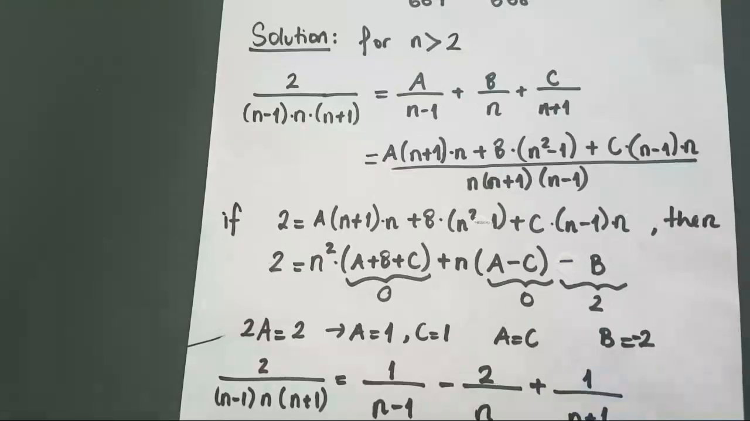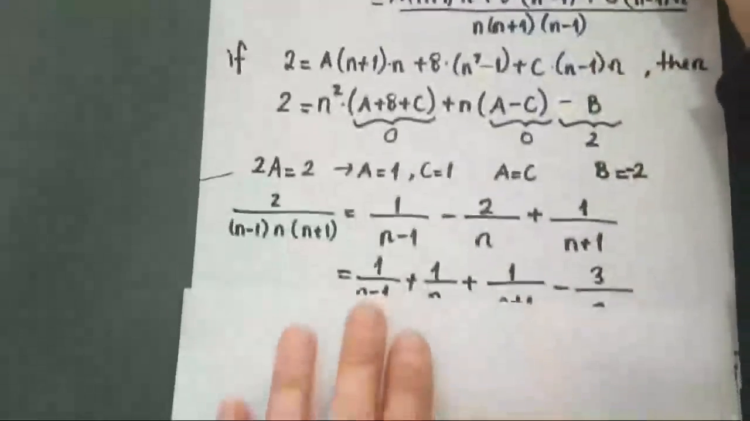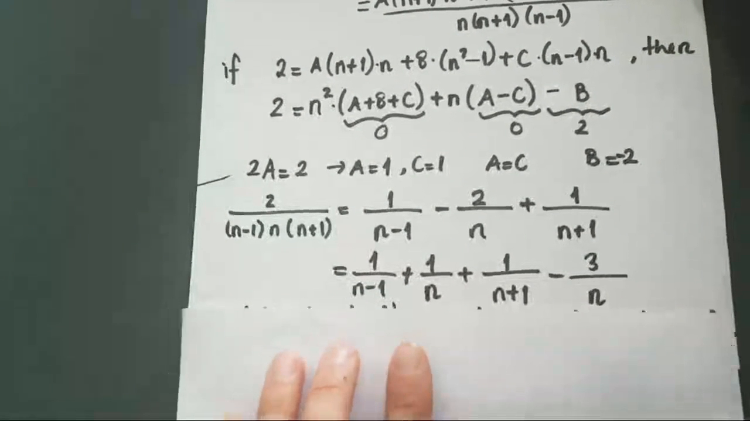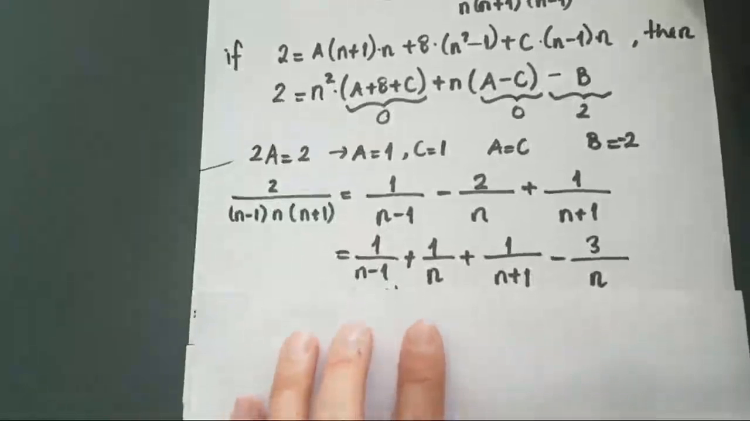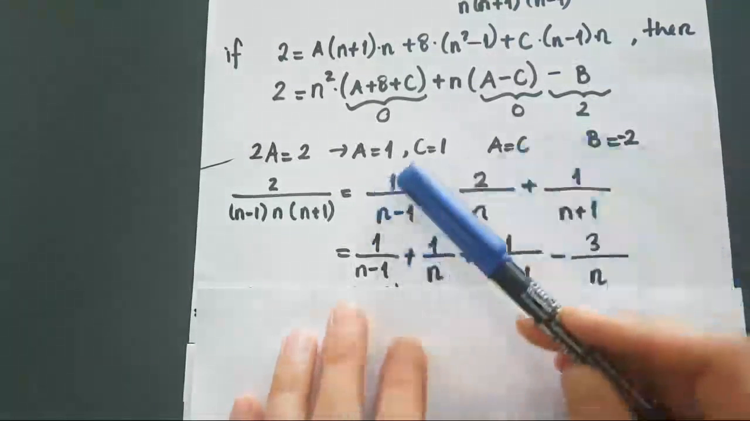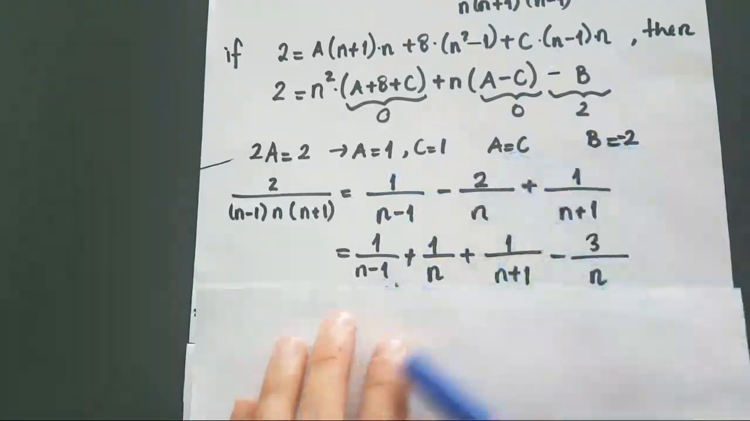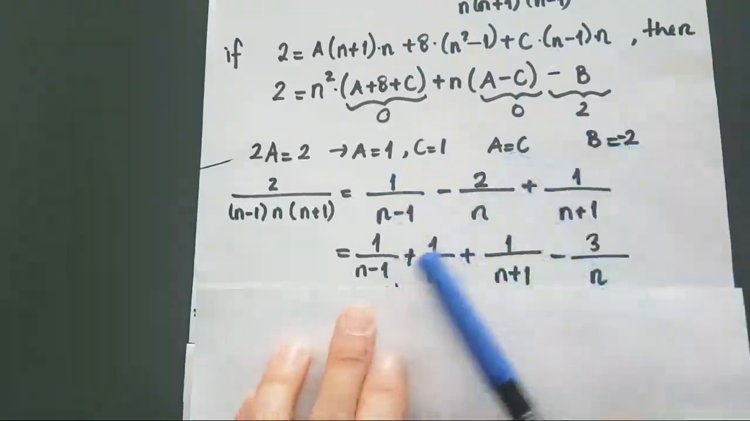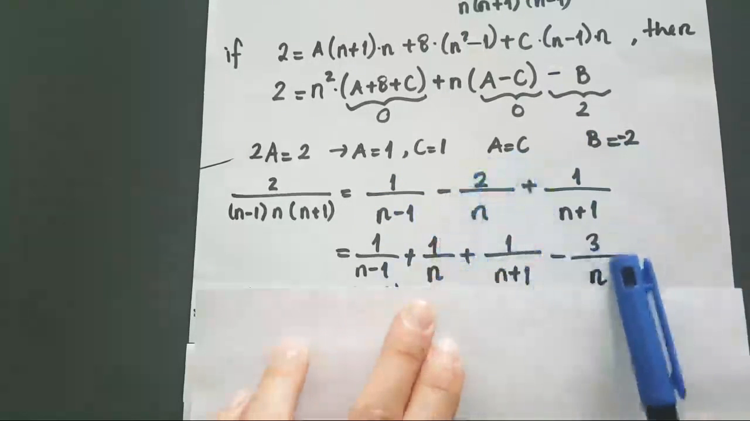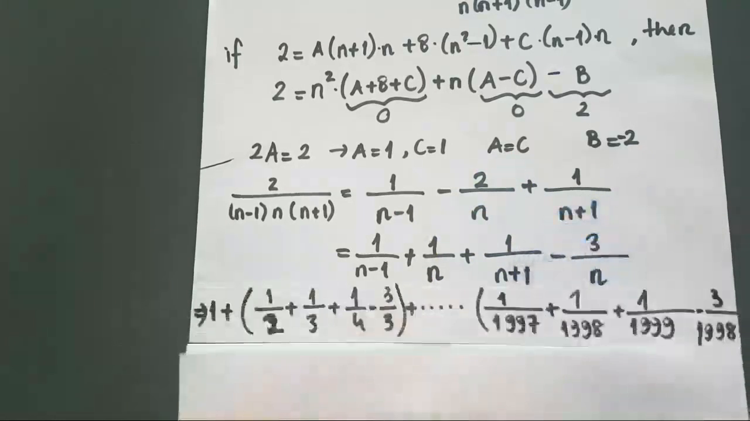Can I do that? Opa. Can you see it, guys? I think no. I'm sorry. I haven't realized that you cannot see. Look. I have written the expression 1 over n minus 1 minus 2 over n plus 1 over n plus 1 in this form. I copied the first one. I have written the second one in the form of 1 over n minus 3 over n, and the third one I have copied.